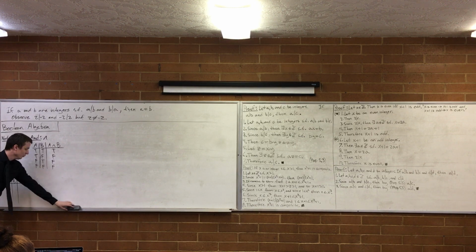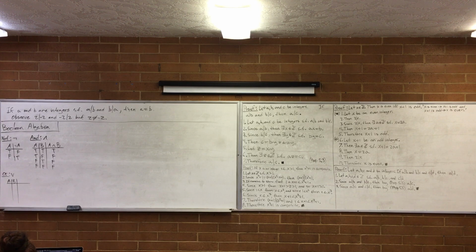Alright. Moving on back to logic. So we talked about the not operator. And we said not true is false, and not false is true. Right? And true and true is true. True and false is false. False and true is false. False and false is false.